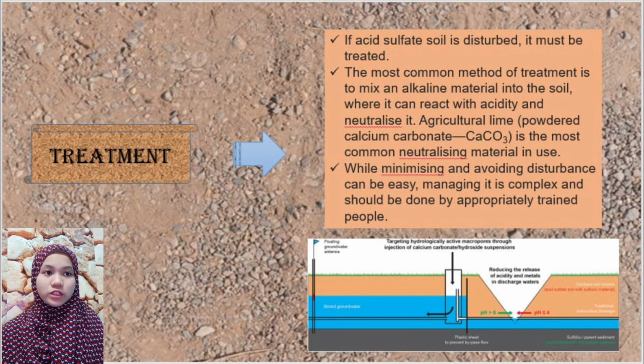Treatment. If acid sulfate soil is disturbed, it must be treated. The most common method of treatment is to mix an alkaline material into the soil, where it can react with acidity and neutralize it. Agricultural lime, powdered calcium carbonate (CaCO3), is the most common neutralizing material in use. While minimizing and avoiding disturbance can be easy, managing it is complex and should be done by appropriately trained people.